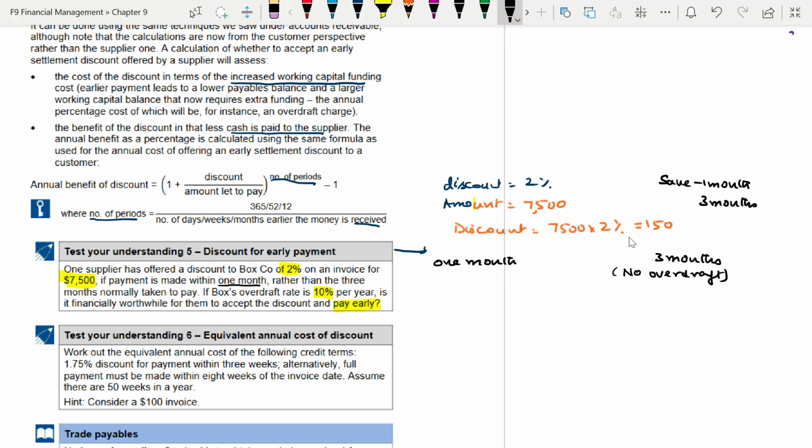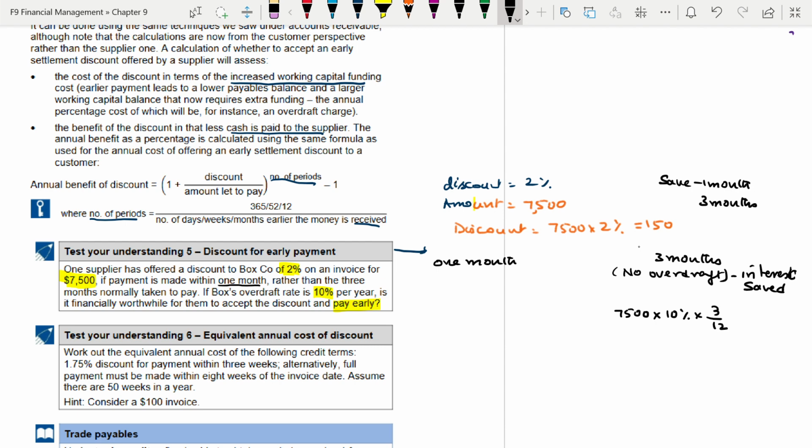If there is no overdraft, what will happen? You are going to save interest. How much interest are you going to save? 7,500. Okay, 7,500. The rate of interest is 10%. How many months? 3 by 12. If you are not taking the overdraft, you will save the interest.